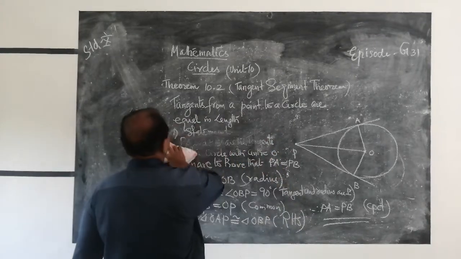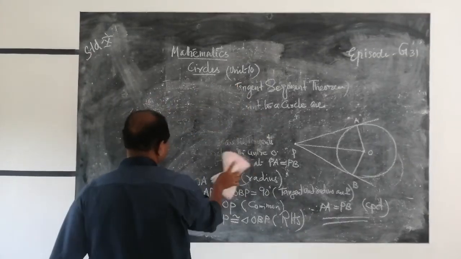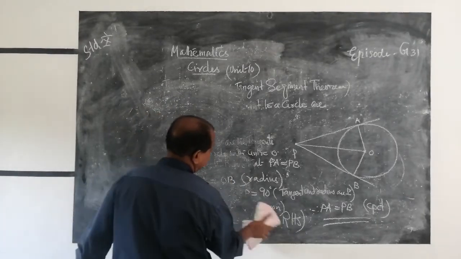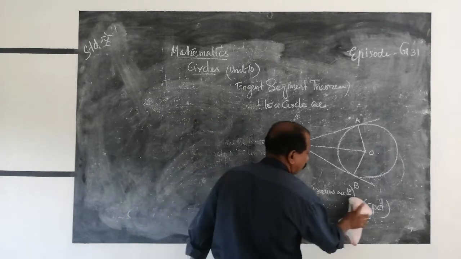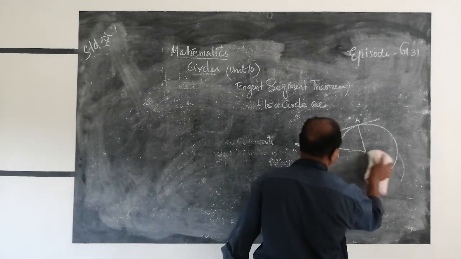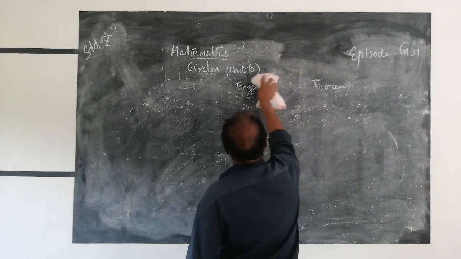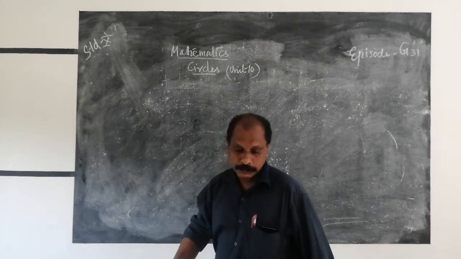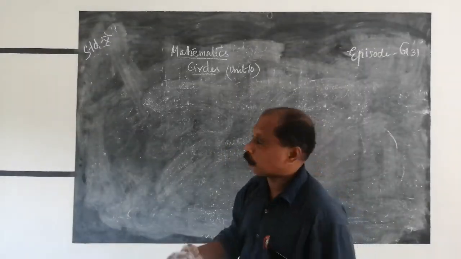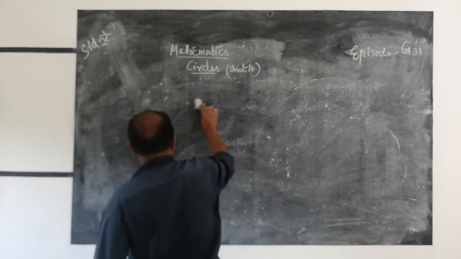Clear? Therefore, there are two theorems for the circle. One is that the tangent and the radius segment at the point of contact are perpendicular. And the second theorem is what? The tangent segment theorem. Therefore, these are the main theory part of the 10th chapter, circles.